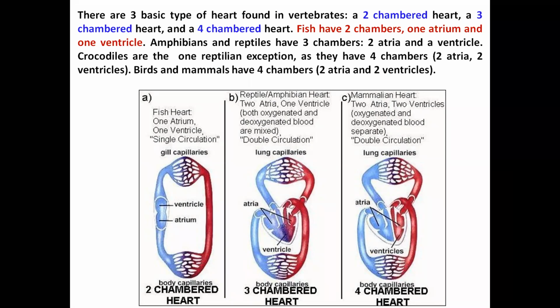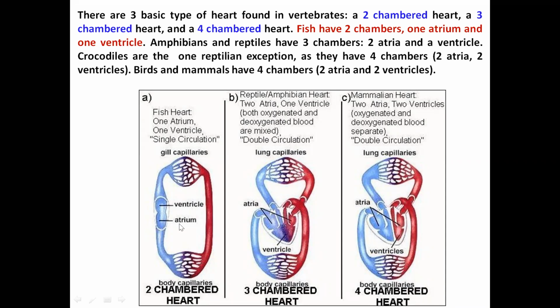So basically three basic types of hearts are present in the vertebrates: two chambered heart, three chambered heart, and four chambered heart. Fishes have a two chambered heart, amphibians and reptiles have a three chambered heart, and birds and mammals have a four chambered heart. Here is a comparison of the two chambered, three chambered, and four chambered heart.